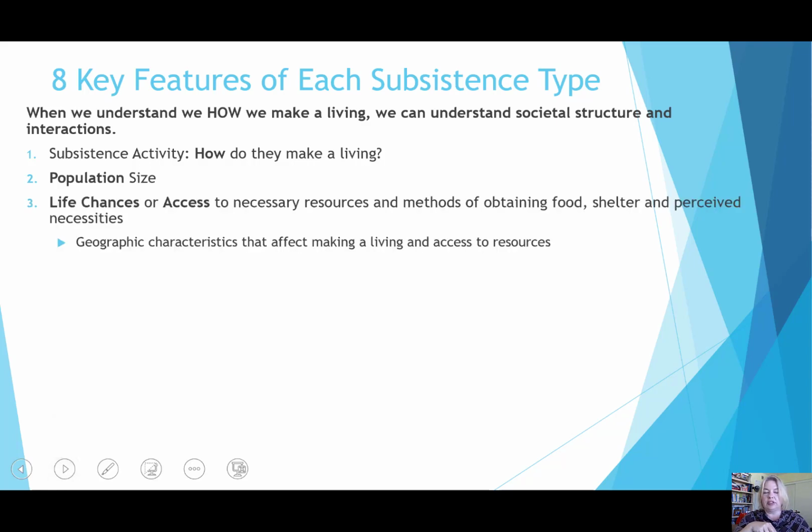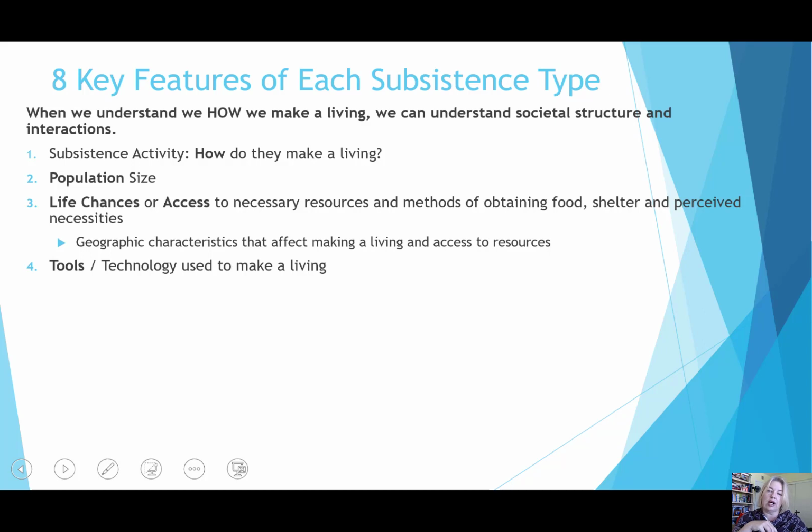Life chances, which is another way of referring to access to necessary resources and methods of obtaining food, shelter, and perceived necessities. Each subsistence strategy, with it comes different life chances or greater or lesser access as members of society to the necessities within society. And of course, some geographic characteristics affect making a living and access to resources like mountains, winter, summer, being in a tropical region, being in a desert, etc.